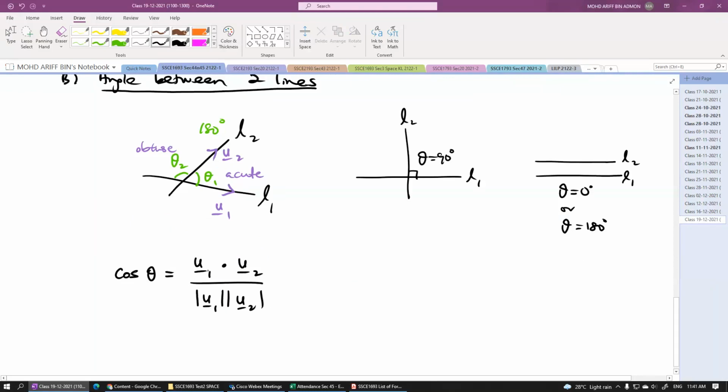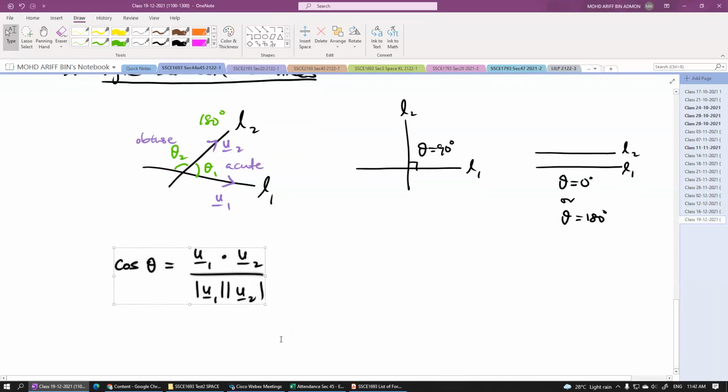But as usual, remember the remarks in your dot product. If your dot product here is positive, you get an acute angle. If your dot product here is 0, you get orthogonal or perpendicular. If your dot product is a negative value, you get an obtuse angle. Remember, this is the formula of our angle between two lines. So proceed to C.